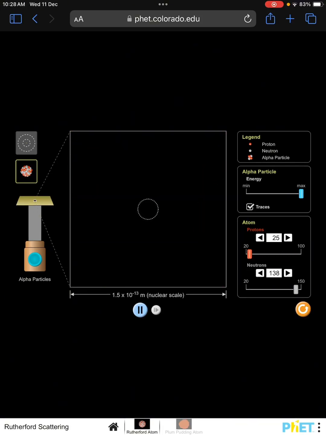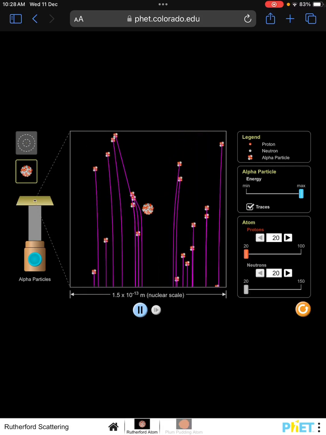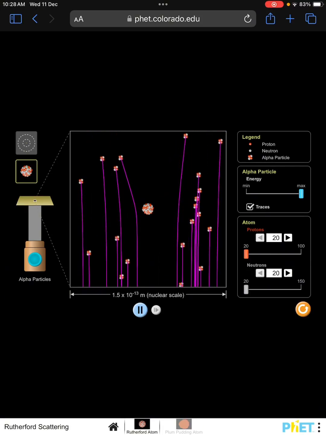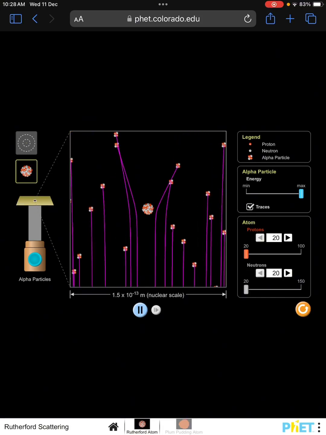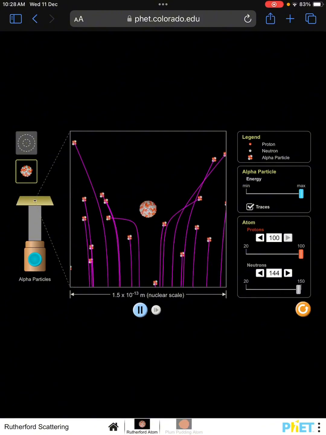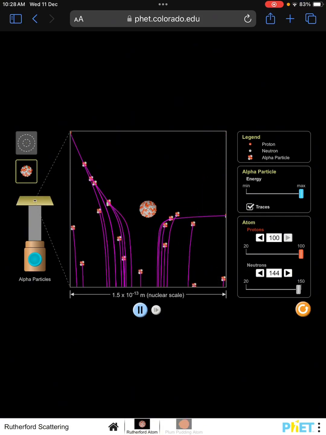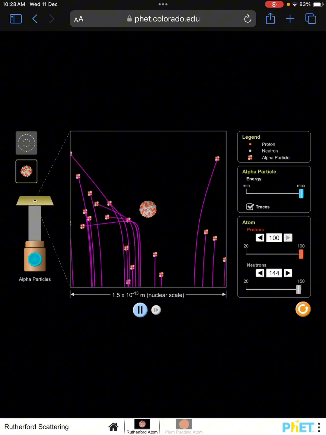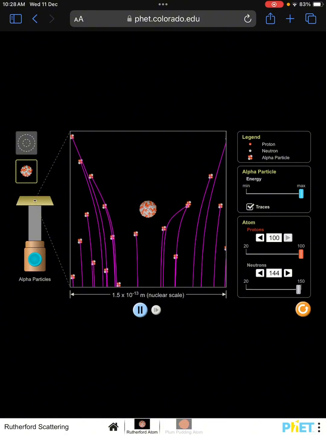By the way, let's make this into a very light nucleus. Okay, this can go down to 20 protons, which is calcium, okay? So you see that we don't get a lot of deflection because this is a light nucleus with not a lot of charge. But if we have a lot of charge, we get a lot of deflection, okay? So alpha particle scattering can also be used to probe nuclei, to figure out what kind of nuclei you have in a material.